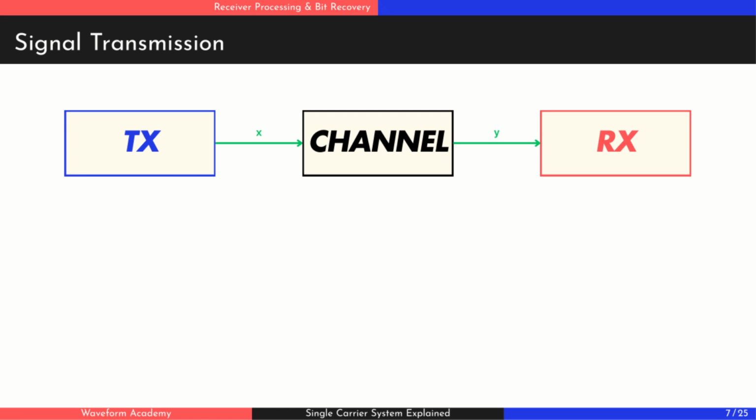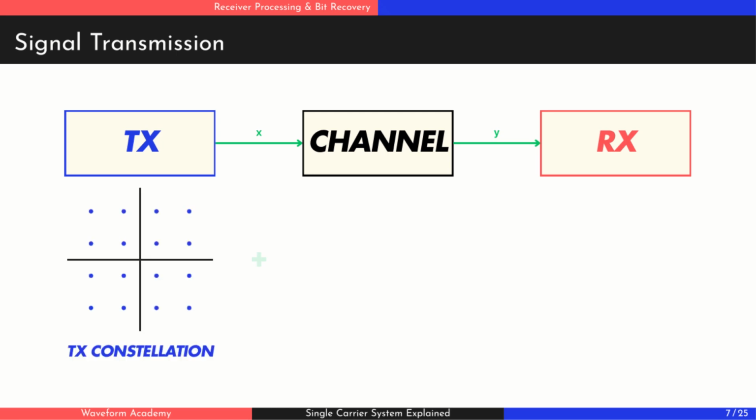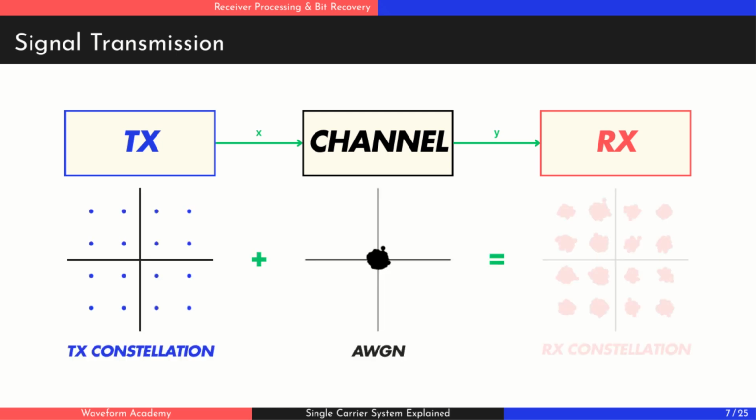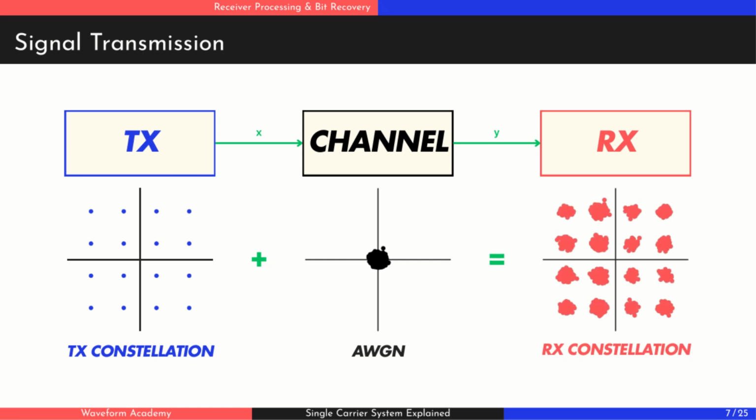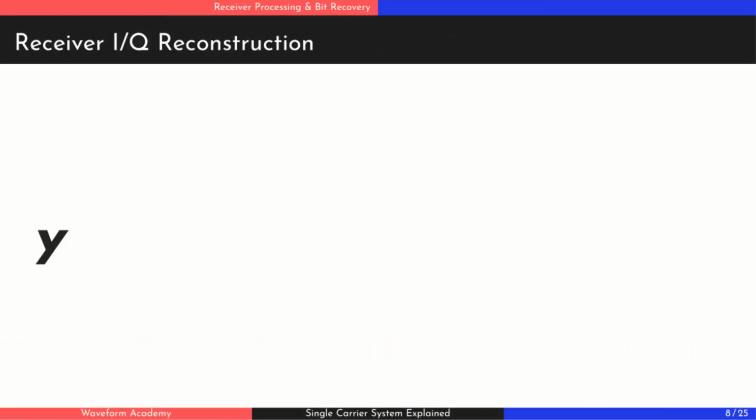In this video, we'll keep things simple and use an additive white Gaussian noise channel, which introduces only random noise and slightly distorts the constellation points. However, in future videos, we'll explore more realistic channel effects and show how advanced receiver techniques can mitigate them. Now let's look at the receiver and see how it converts the recorded signal samples back into complex QAM symbols.